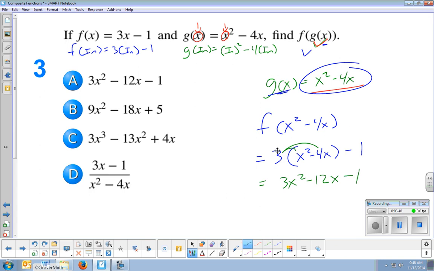And I'm not asked to solve this or anything like that. I have an expression for f, I have an expression for g, and I'm trying to create a third new expression by plugging these two functions into each other. So 3x squared minus 12x minus 1 is the answer.